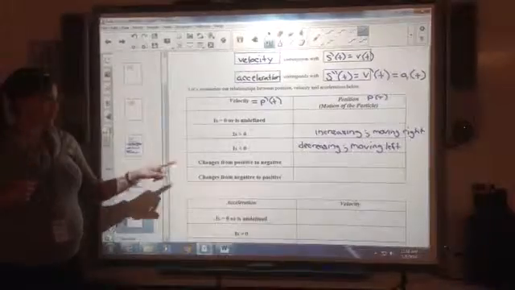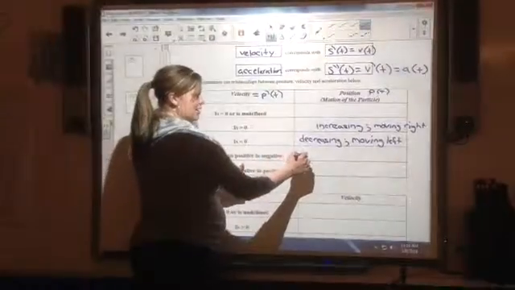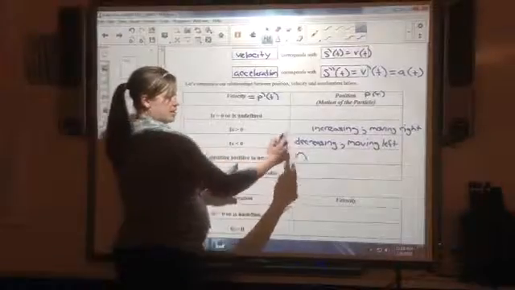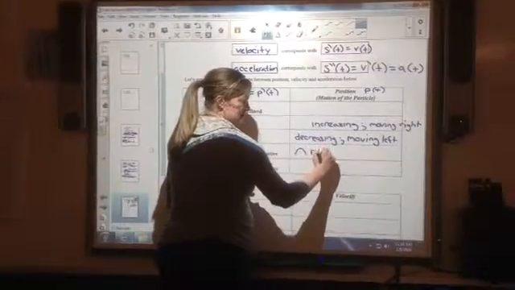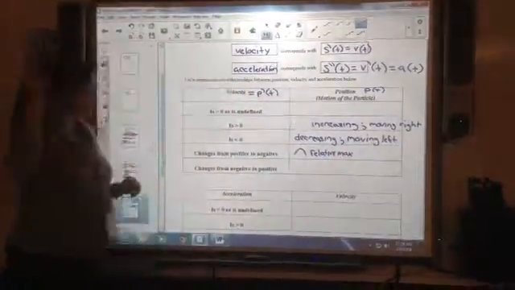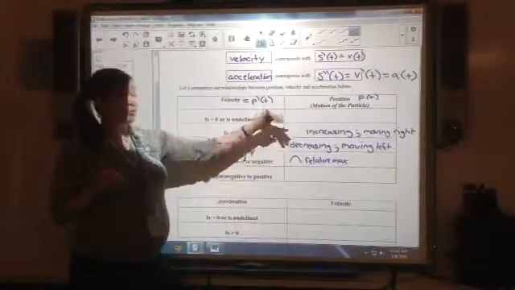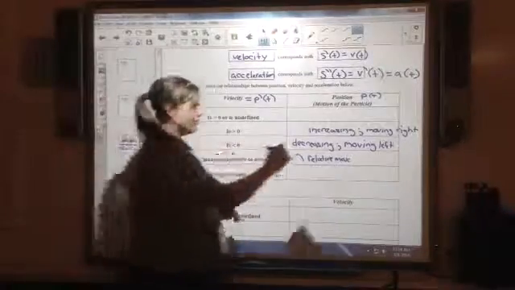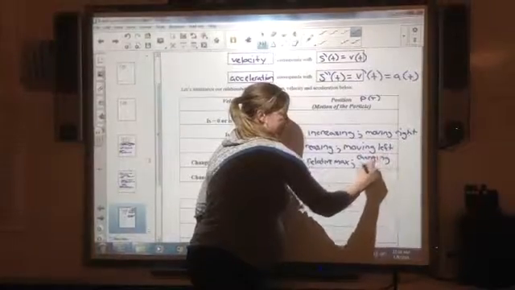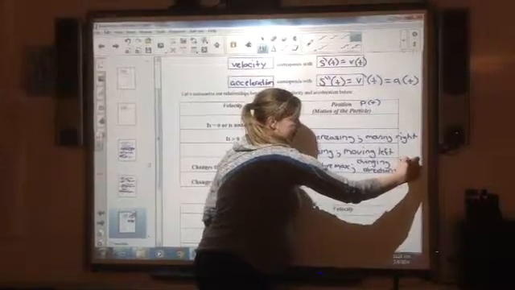Okay, so same as before, if p prime of t is changing from positive to negative, that means position is going to be changing from increasing to decreasing. Ooh, very exciting. There's a relative max on p of t. And this also means the particle is changing from moving right to moving left. So a particle is changing directions, and specifically right to left.